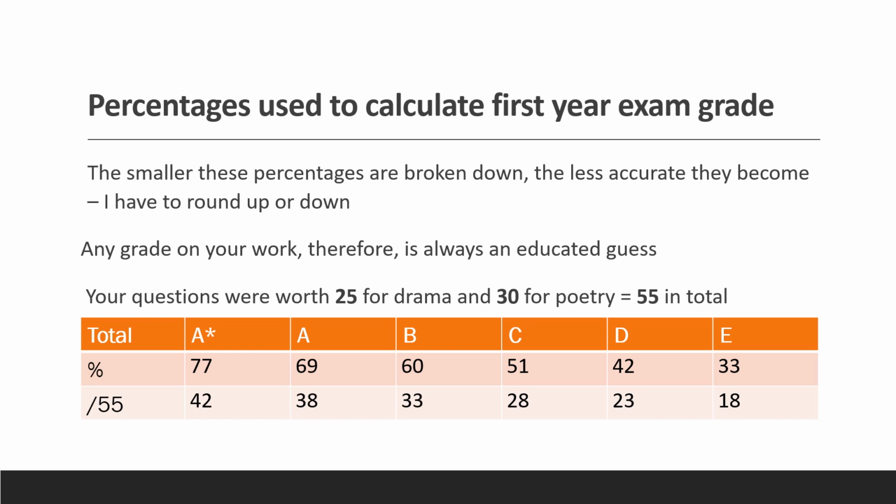Your questions were worth 25 for the drama, 30 for the poetry. It was 55 in total. So you can see the bottom column there, out of 55, and the lowest mark to get the grade is there. So the lowest mark, if you got 28 or more, you were a C, and then when you get to 33, you're getting a B. So above that are the percentages.